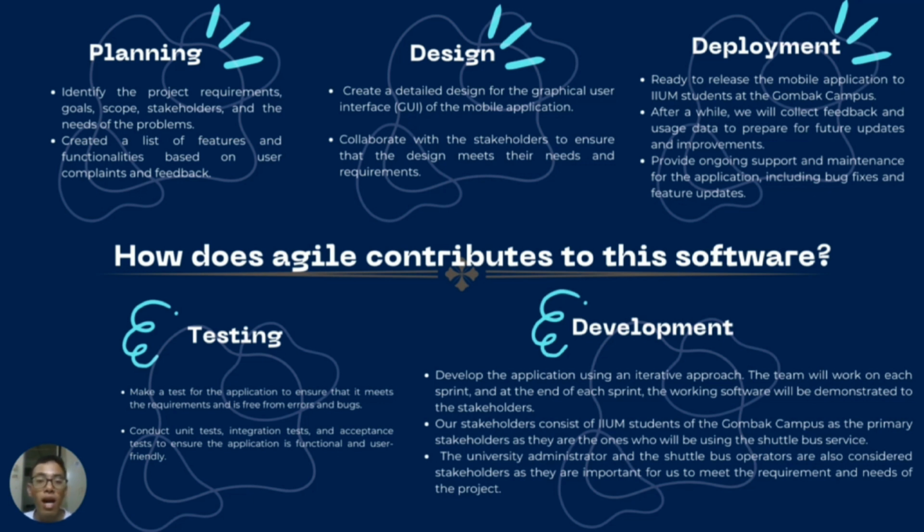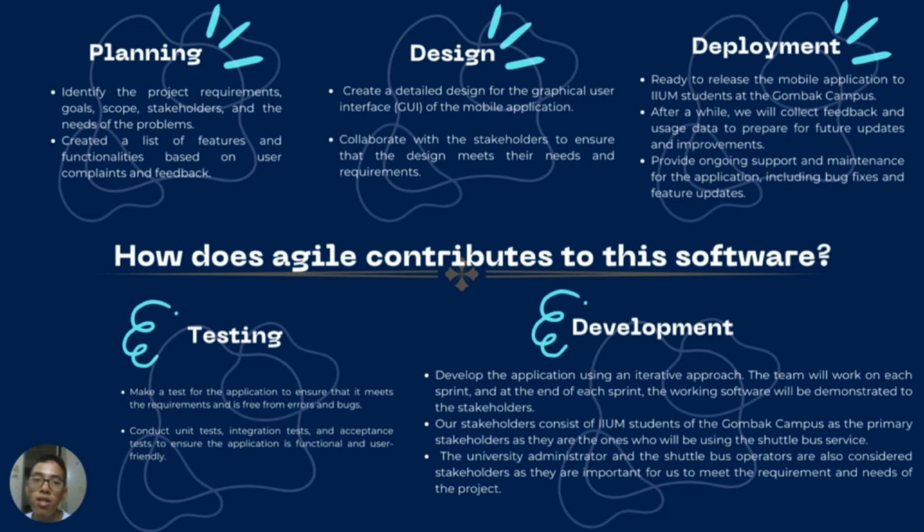We develop the app using an iterative approach. The team will work on each sprint, and at the end of each sprint, the working software will be demonstrated to the stakeholders. Our stakeholders, after we identified them, turned out to be the IIUM students of Gombak campus and also the university administrators. Next, in the testing step, we test the app to ensure that it meets the requirements and is free from errors and bugs.